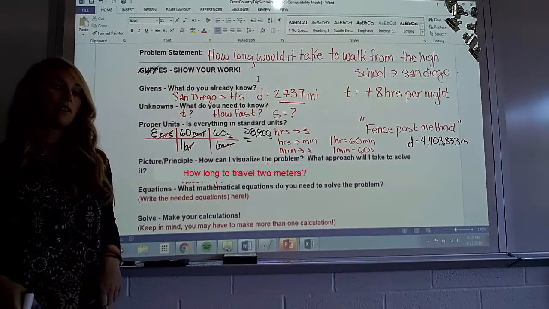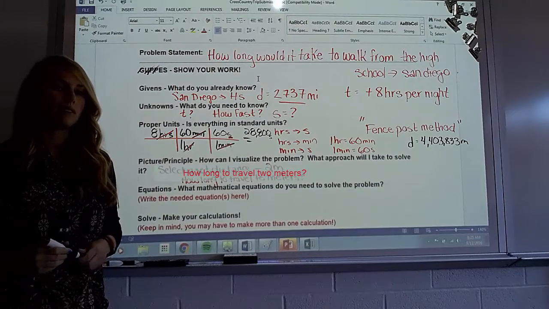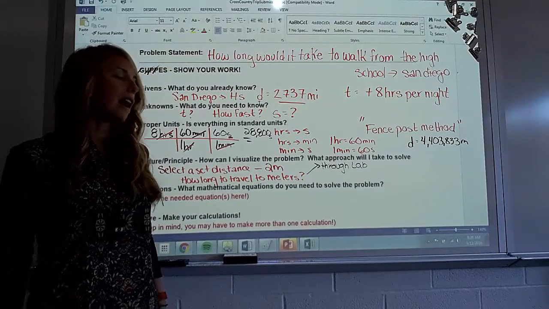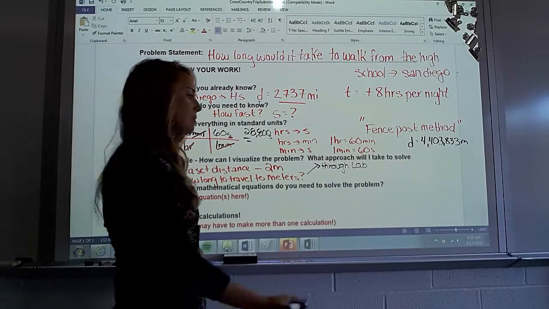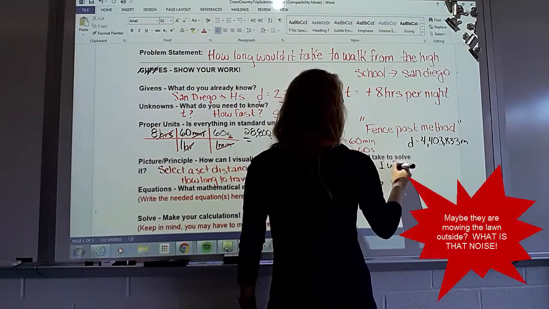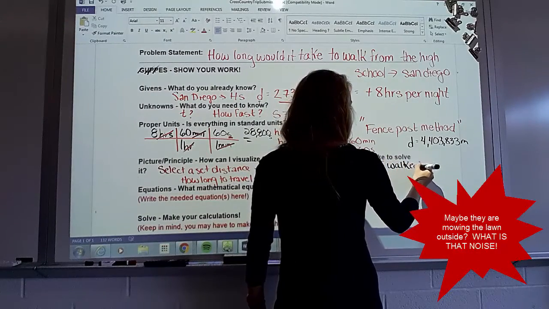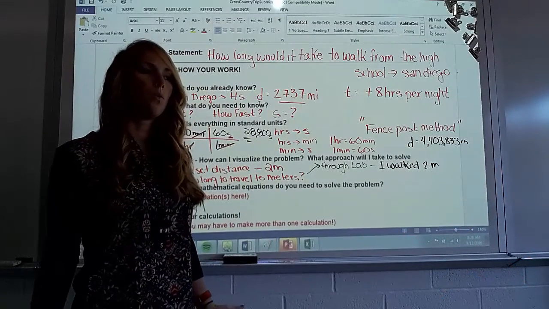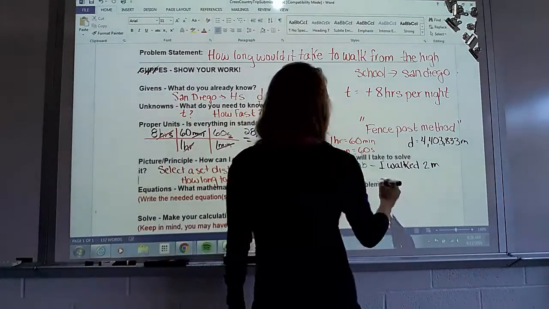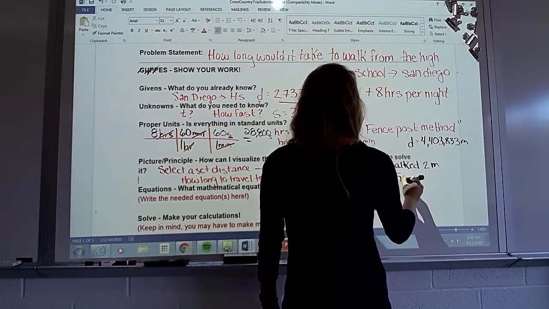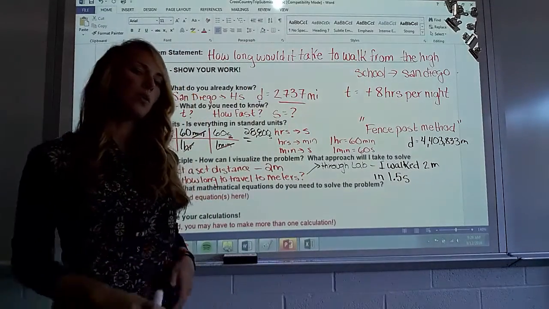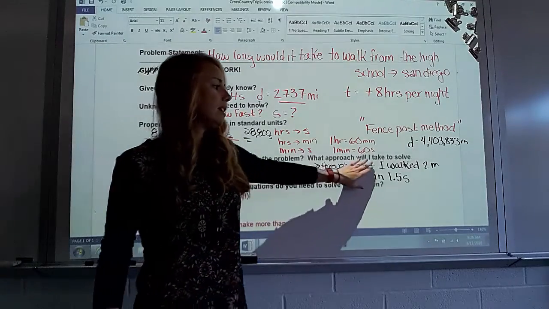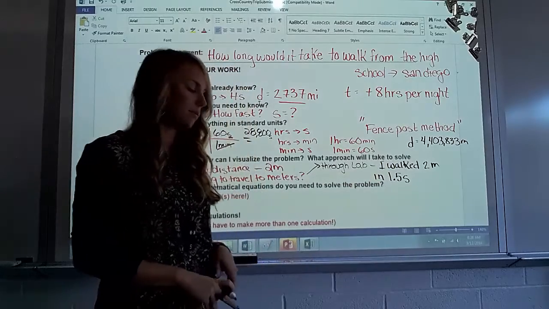At this point, you're probably going to stop the video and actually complete this test. Through a lab investigation, I figured out that I walked 2 meters in 1.5 seconds. So the question is, how fast am I walking? How can I figure that out based on the distance I traveled and the time it took me to travel?